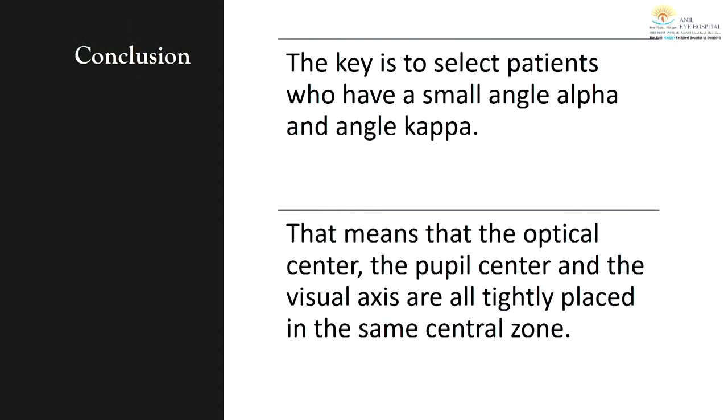intermediate visual acuity. So to conclude, the key is to select patients who have a small angle alpha and angle kappa. So that means the optical center, visual axis, and the pupillary center should all be tightly placed in the same central zone.